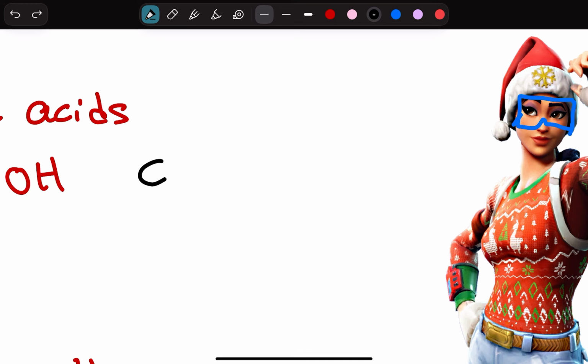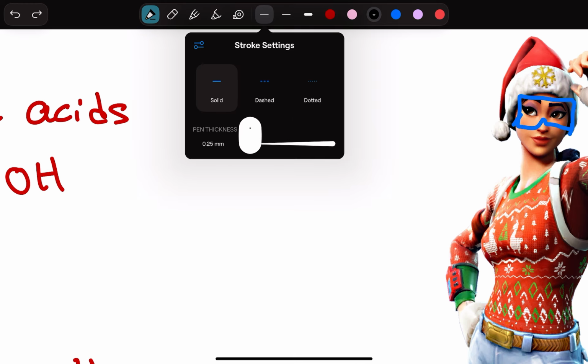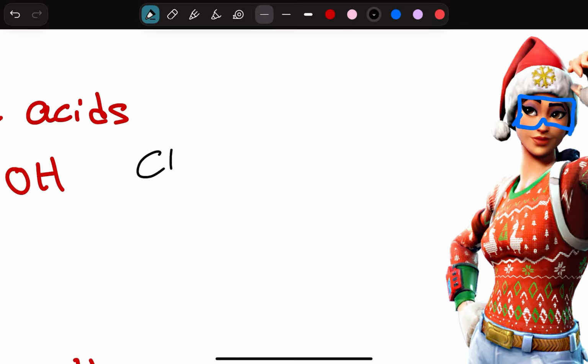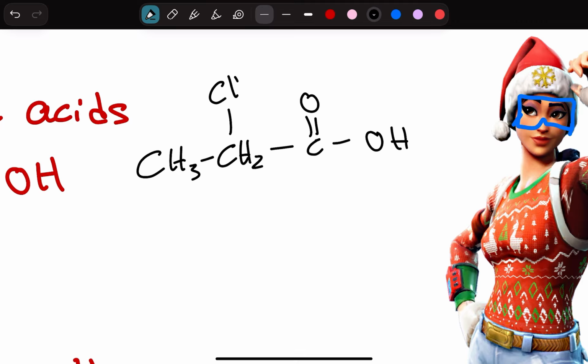Let me do it a little bit thinner. Perfect. CH2 with our carbonyl group, OH attached to it, and let's jazz it up a little bit and add a CH group here. So where do we even begin here?